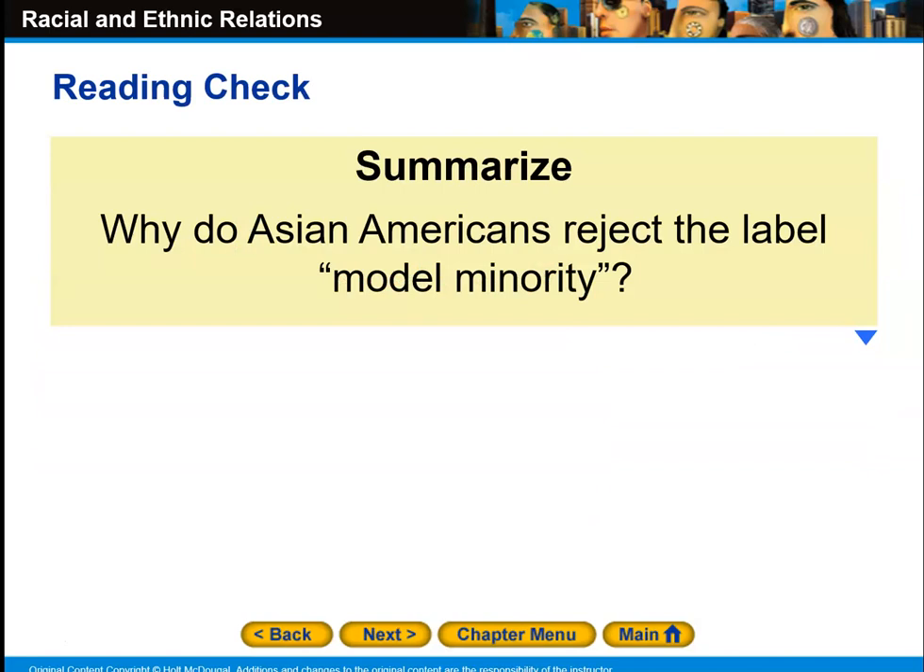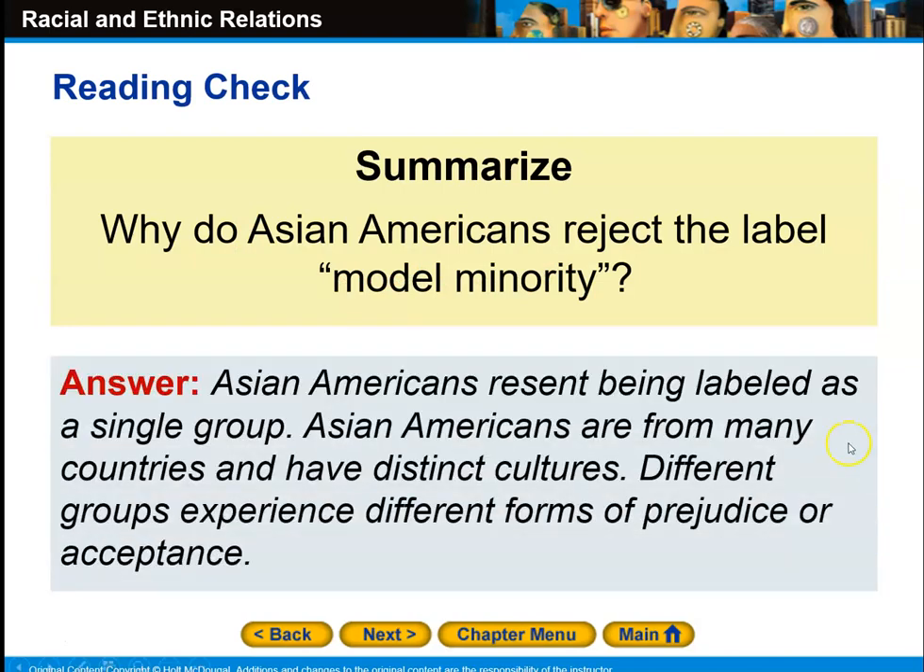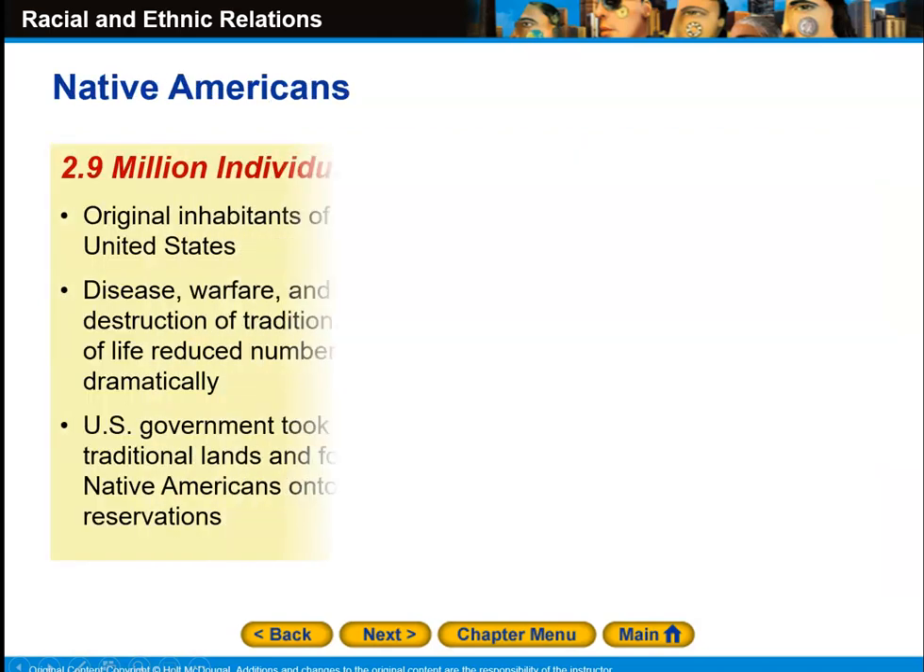So why do Asian Americans reject the label model minority? Asian Americans resent being labeled as a single group. As you can see from the previous chart, they're from all over Asia. Asian Americans are from many countries and have distinct cultures. Different groups experience different forms of prejudice or acceptance, and so they too have had to struggle, and model implies that they are somehow not legitimate.